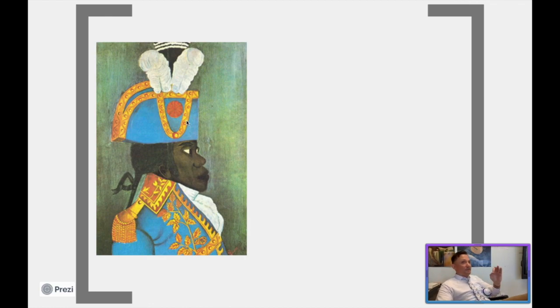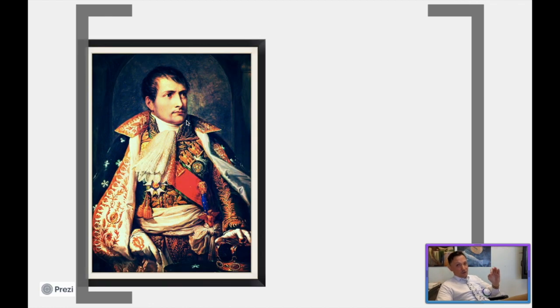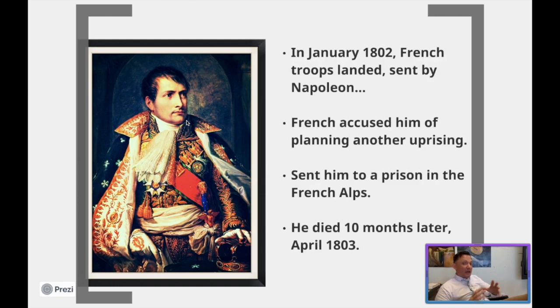But then, of course, we've got this turd who shows up. Now, everything changes when Napoleon comes onto the scene, because in January of 1802, almost 10 years into Saint-Domingue being a slavery-free society, the French troops are going to land in Saint-Domingue. Now, I don't know if y'all remember this or not, but I told you earlier I don't like Napoleon for two key reasons.